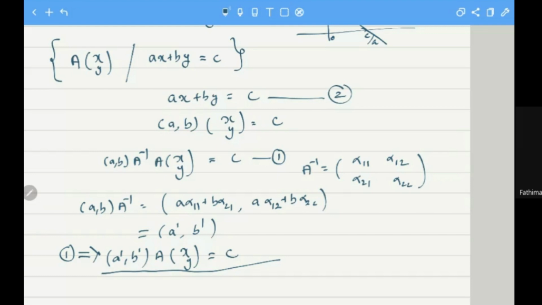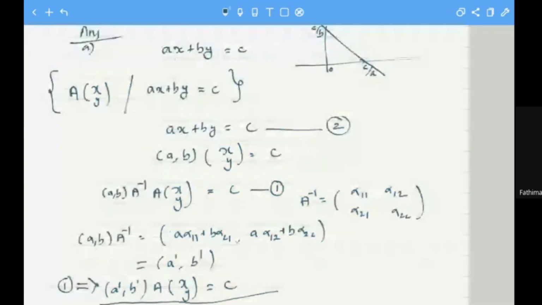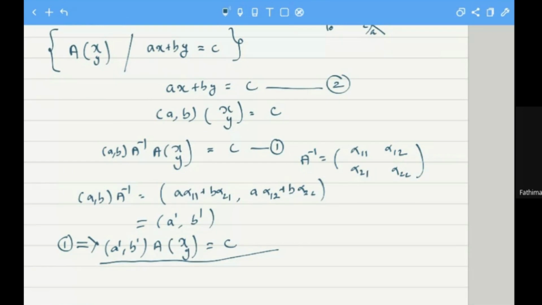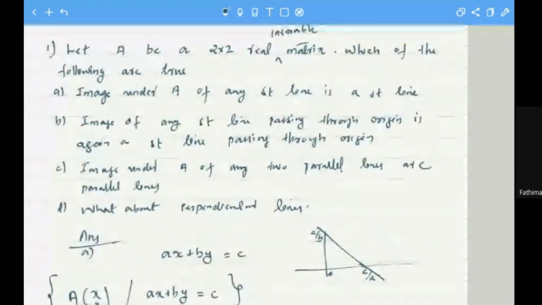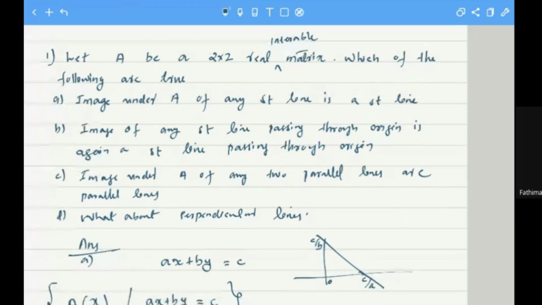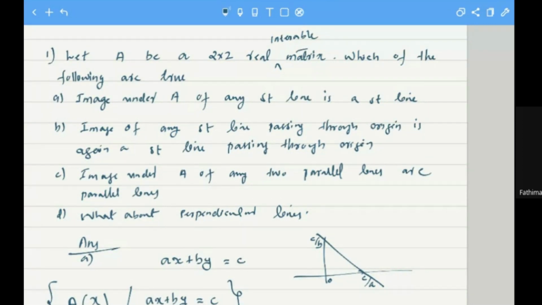So this is clearly a straight line, right? With the coefficients A prime, B prime, and the equality is again C. So it is clearly a straight line. Is it clear to all of you? Yes, sir. So the first option is correct, right? The image under A of any straight line is a straight line again. So now let's look at the second option. Image of any straight line passing through the origin is again a straight line passing through the origin.